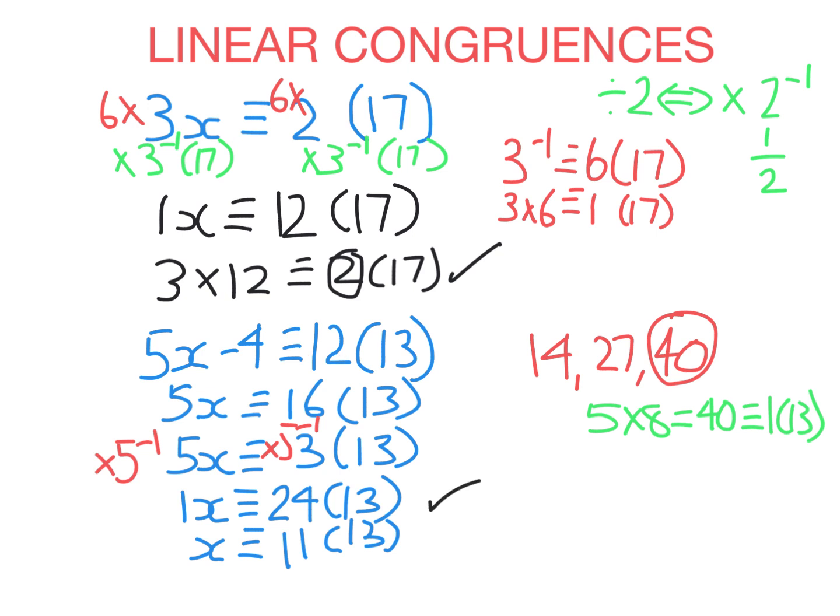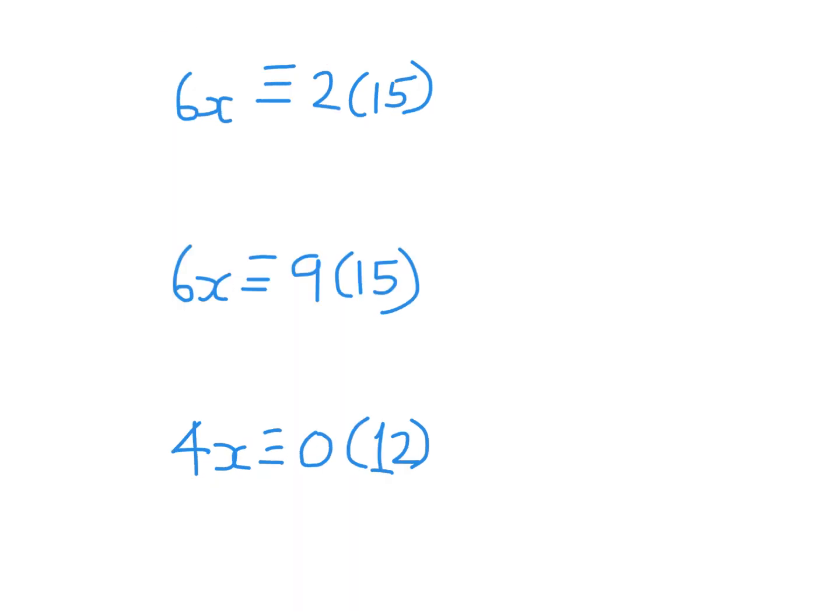All right, let's now look at some linear congruences where we have issues. So let's try and solve 6x is equivalent to 2 mod 15. Of course, what we want to do is times by 6 inverse. But the problem here is 6 does not have an inverse modulo 15. 6 and 15 are not coprime. They share a prime factor of 3. So this here, it turns out, has no solution.